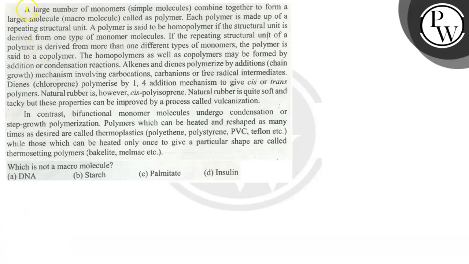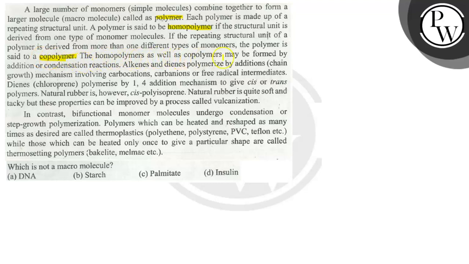So here a large number of monomers combine together to form a larger molecule or macromolecule, called a polymer. Each polymer is made up of a structural repeating unit. A polymer is said to be a homopolymer if the structural unit is derived from one type of monomer unit. If the repeating structural unit of a polymer is derived from more than one different type of monomer, the polymer is said to be a copolymer.